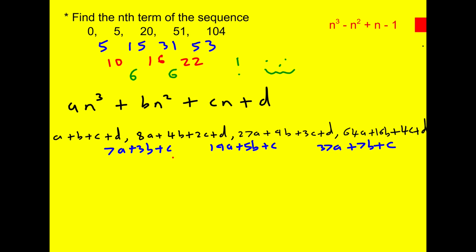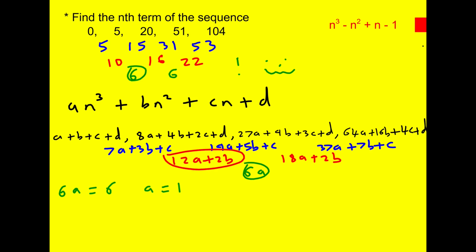Second difference, 12a plus 2b and 18a plus 2b. Third difference, 6a. We've done the hard work now. I can compare 6a and 6. So a is 1. 12a plus 2b.